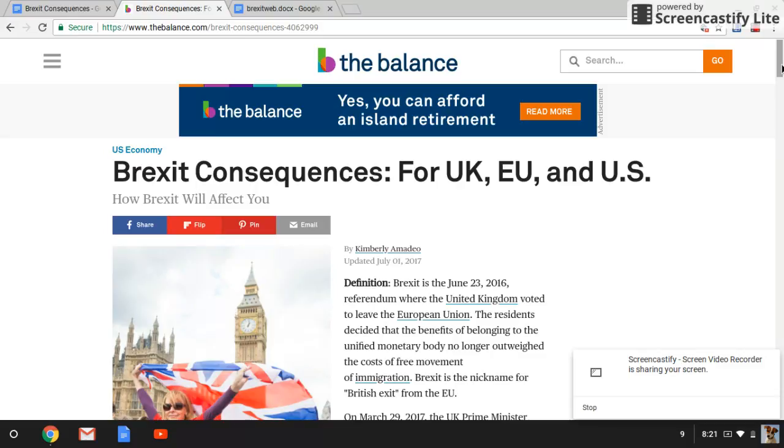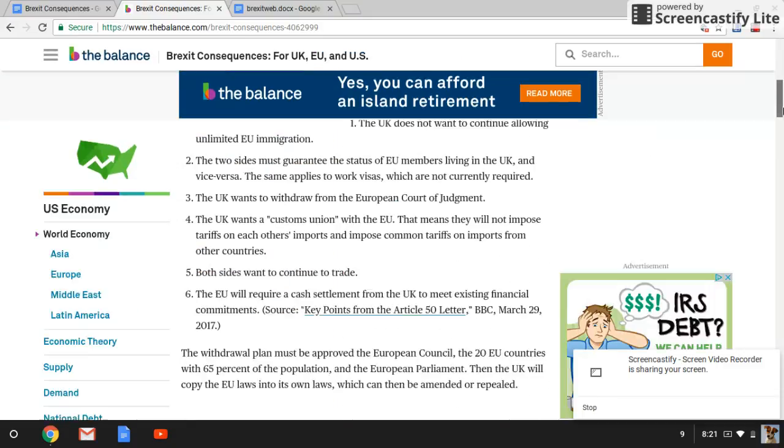The nice thing about this learning strategy is you can use it with pen and paper, or you can use it using the Chromebooks. A very, very simple way with the Chromebooks is you look at an article. For example, today we're looking at the consequences of Brexit, an article from Kimberly Amadeo about a month ago. So students find the article and they read through it.